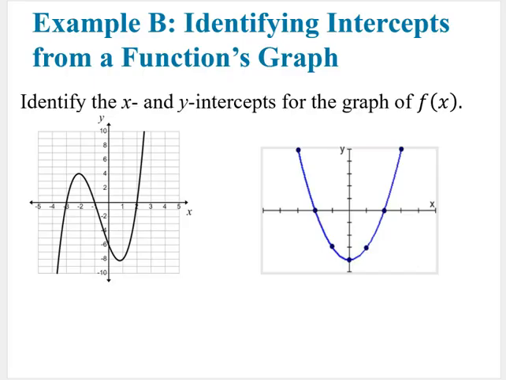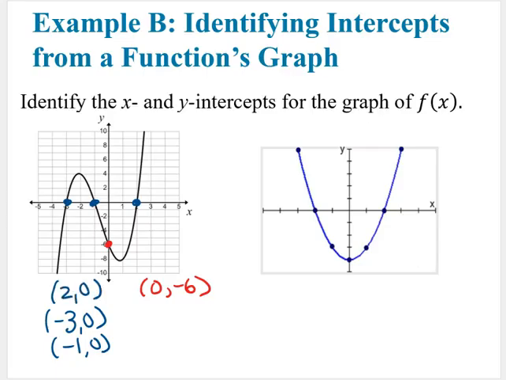Okay, so when I look at this graph, I see one y-intercept, and that is the point 0, -6. So there's my y-intercept. And then let's look at the x-intercepts. The x-intercepts, I see one here, I see one here, and I see one here. So I have an x-intercept at -3, 0. I have an x-intercept at -1, 0, and I have an x-intercept at 2, 0. So this graph had 4 intercepts, 3 x-intercepts, 1 y-intercept.